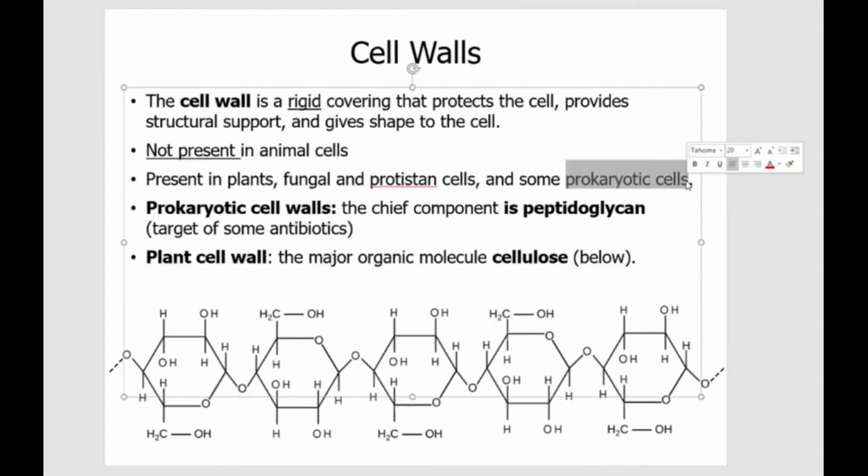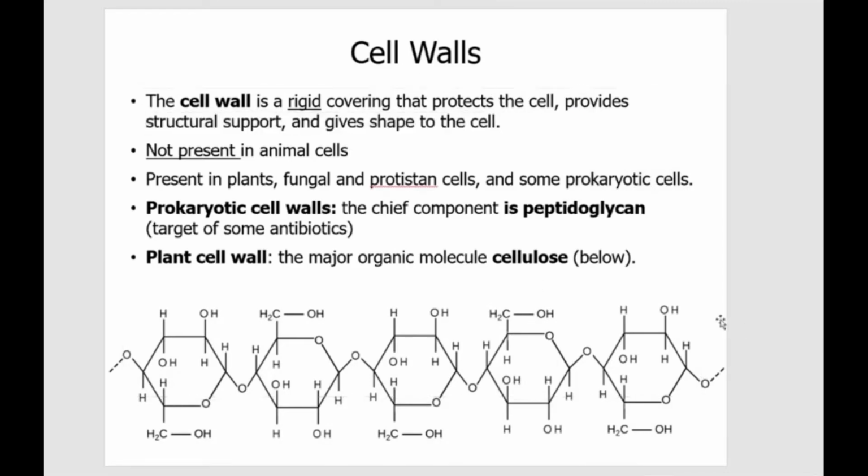Okay? Now the cell wall is rigid, so it protects the cell, provides structural support, and really gives the shape to the cell. Okay? Some of the interesting information in plant cells, the major organic molecule in the cell wall is cellulose. Hopefully you still remember that cellulose is a type of carbohydrate, right? And specifically, it's a polysaccharide. It's made up of many glucose molecules all linked together. So it's a polymer. So this is the major component in the plant cell wall.